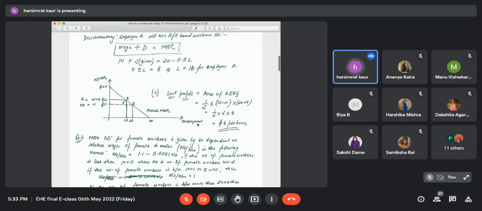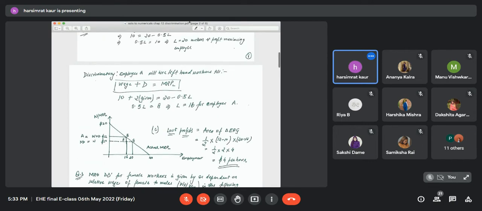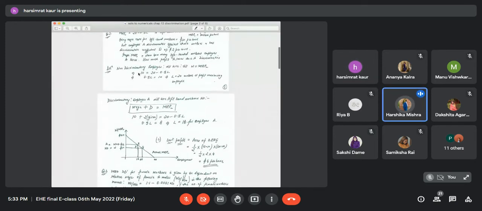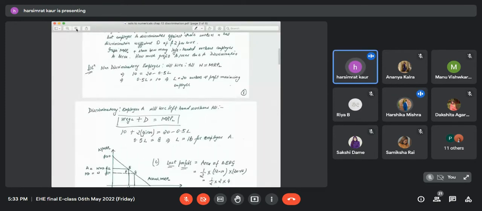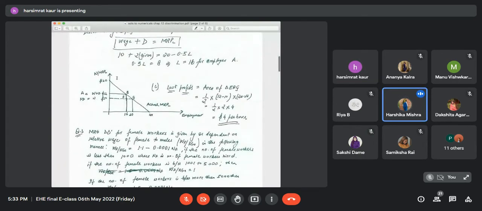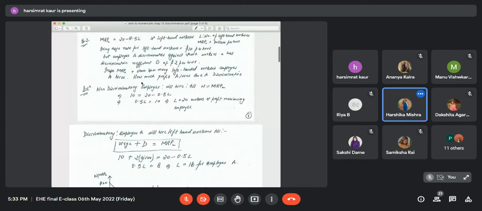I hope it is clear, guys. Ma'am, to graph the MRPL curve, we don't need the before and after discrimination values, right? We can just simply draw this from the equation which is given.